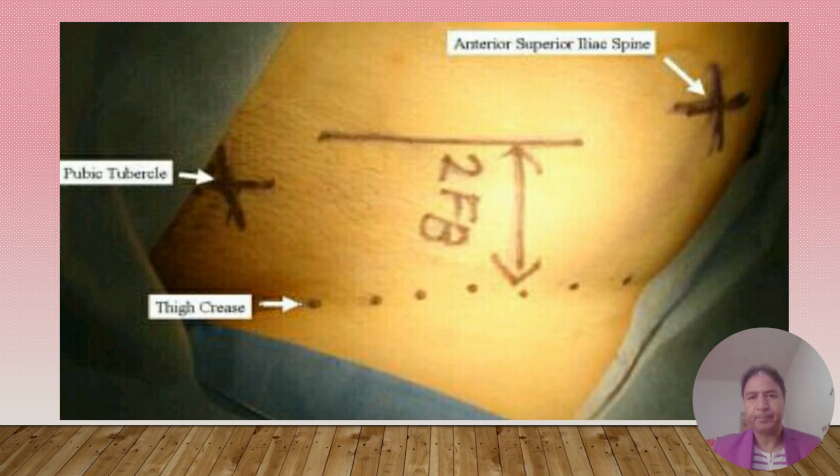For example, here we can see the anterior superior iliac spine. This is the anterior superior iliac spine, and here we have the pubic tubercle. These are the landmarks, and this is the thigh crease. Here we have 2 finger breadths from here, and we give an incision here. This is an example on the operating patient.